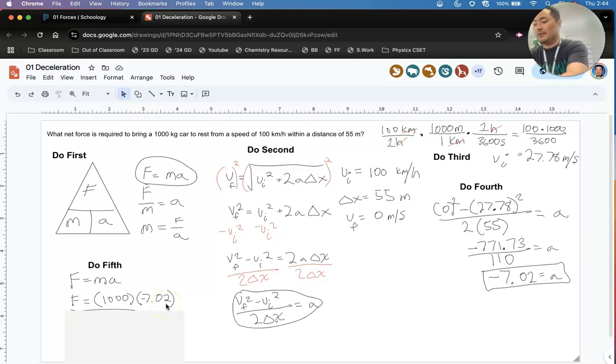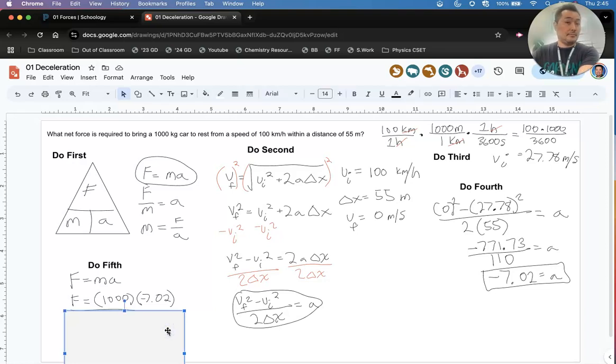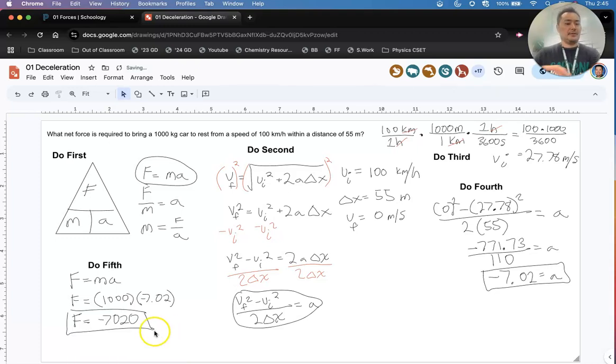And this student will do the calculation. Juan, grab a calculator. What's 1,000 times negative 7.02? Say the whole thing. Negative 7,020. The units are called newtons, but that's not our focus. Our focus is how do you calculate the value from this equation all the way to that.